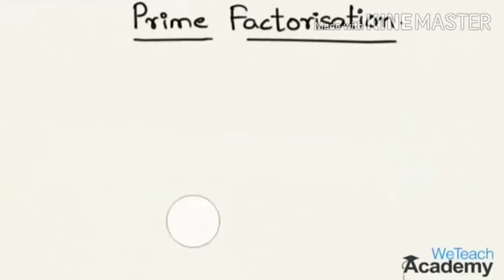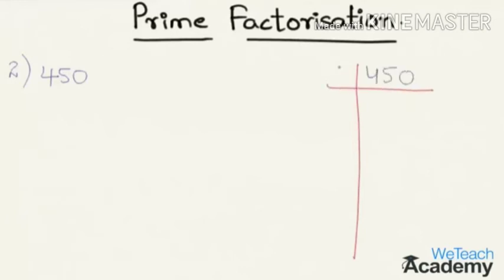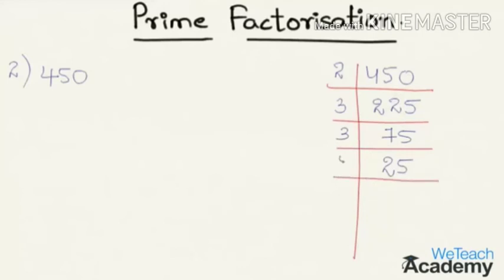Now let us consider the other number, which is 450. And let us simplify 450 by prime factorization. And we know 225 times 2 is 450. And now again 75 times 3 is 225. And 75 is nothing but 25 times 3 is 75. And here 5 times 5 is 25. And at last 5 times 1 is 5.